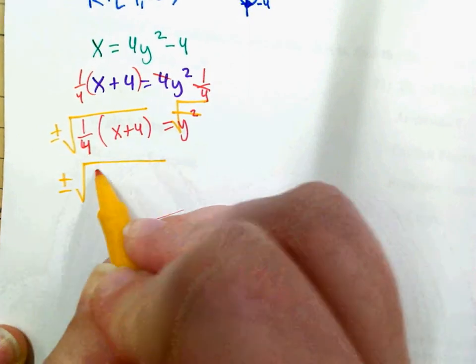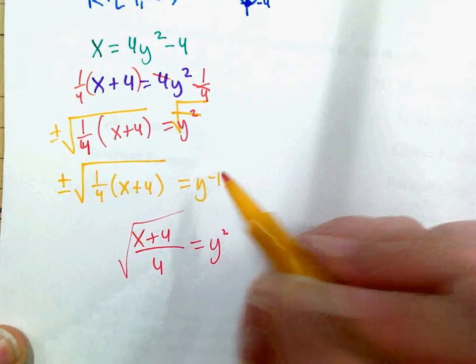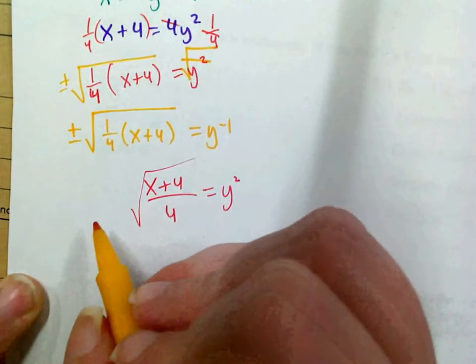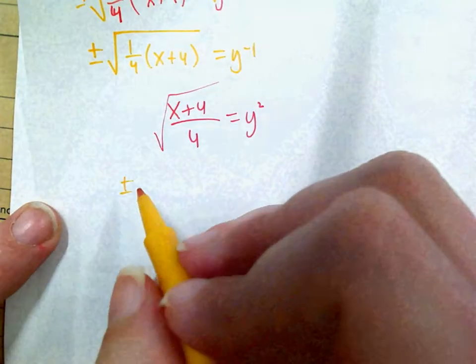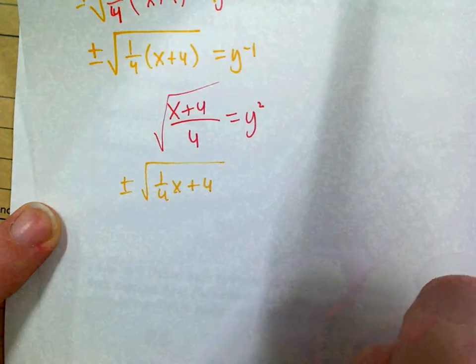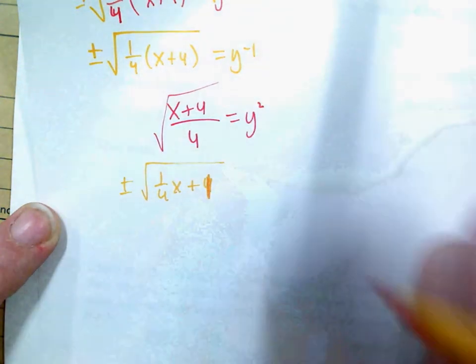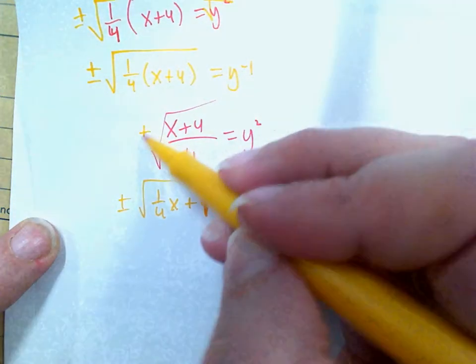I would not count you wrong if you said plus or minus the square root of 1/4 x plus 1 if you distribute the 1/4. That's perfectly fine as long as there's a plus and minus in the front. Okay? Now, we need to find domain and range.